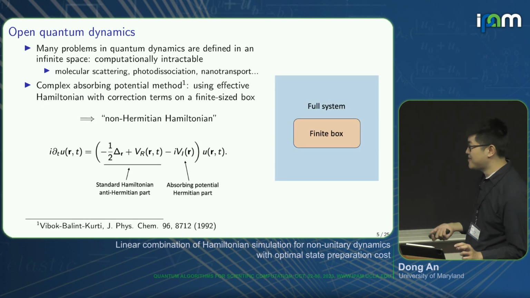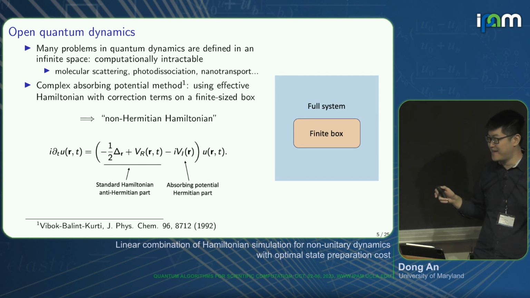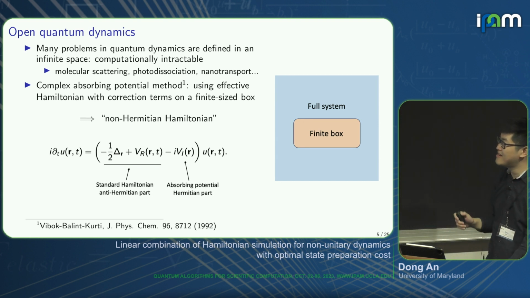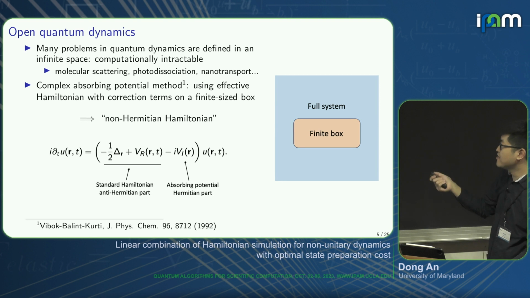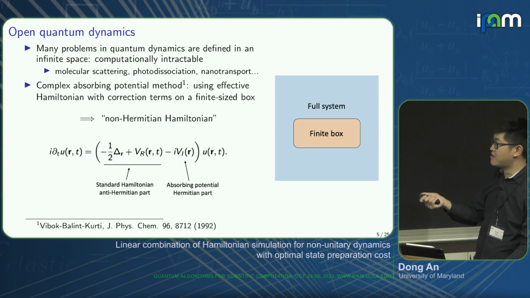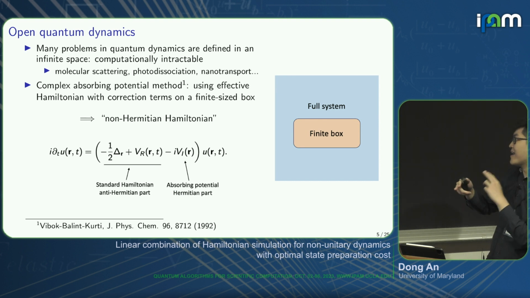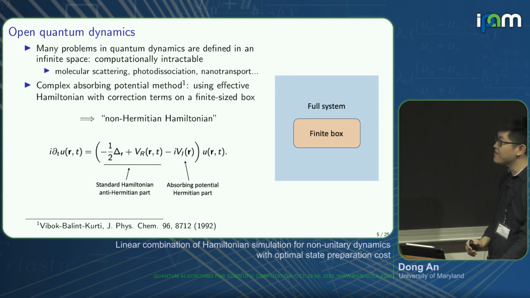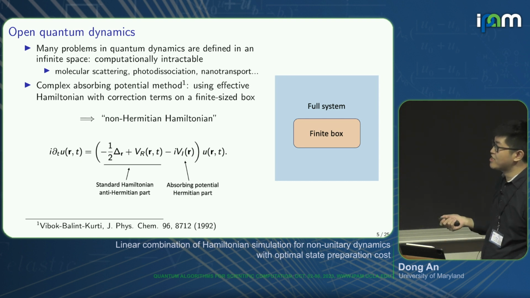The first example is still quantum dynamics, but not closed system quantum dynamics. We want to consider open quantum dynamics. This means we are studying the system in a large or even infinite space, or alternatively we consider the dynamics in some finite box, but we have a bath, an environment, where your active system and the bath can interact with each other. These types of open quantum dynamics have many applications, including molecular scattering, photodissociation, nanotransport, and so forth.